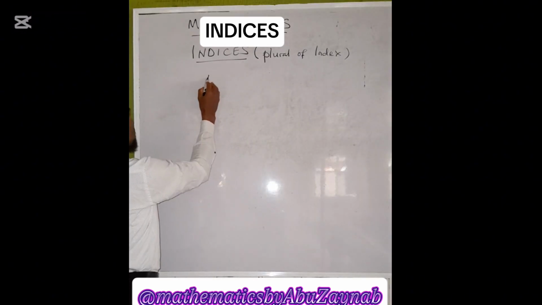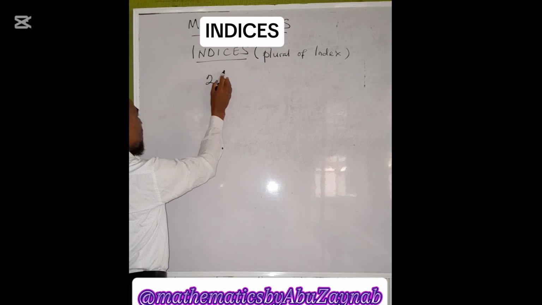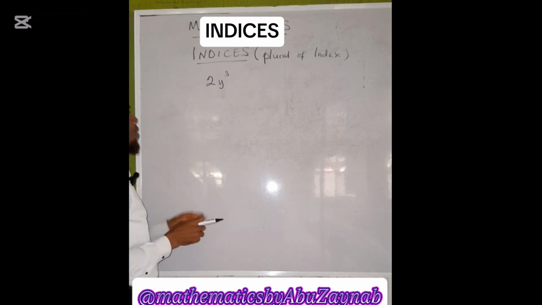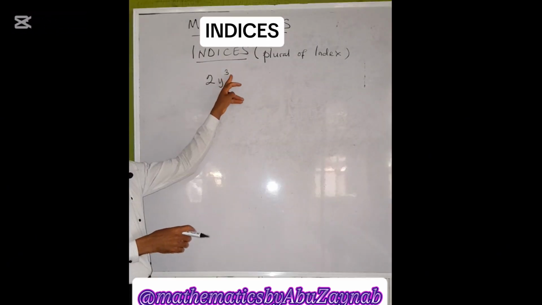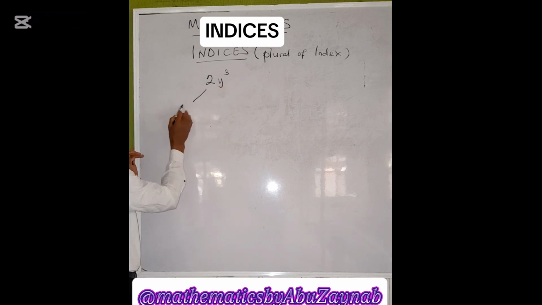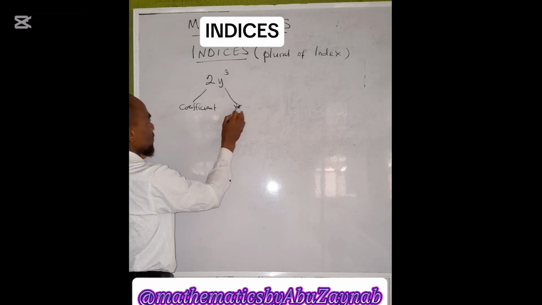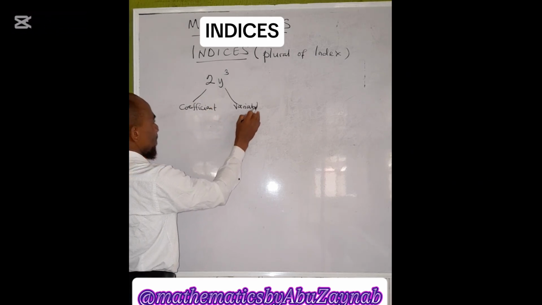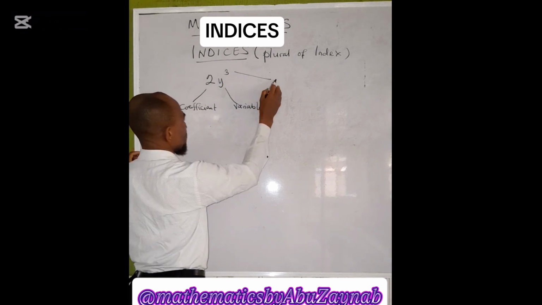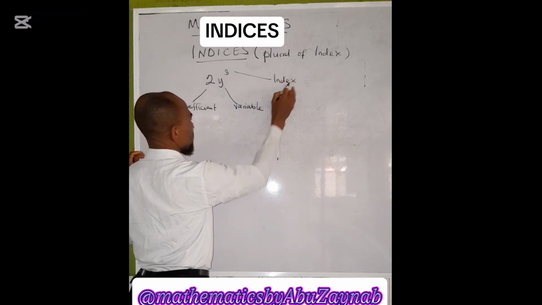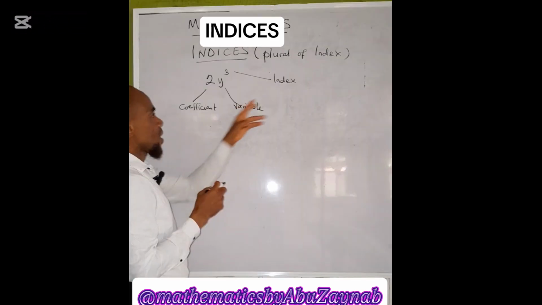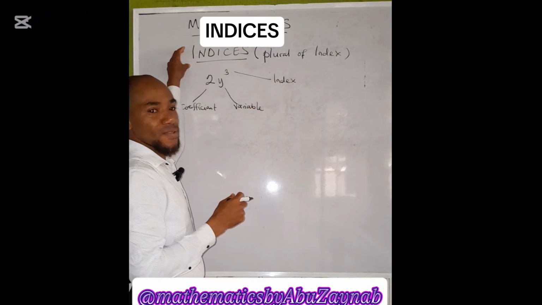Thus, you have 2y cubed. If you have the term 2y to the power of 3, this 2 is the coefficient, and this y is the variable, whereas the 3 is the index, from where we get the plural indices.